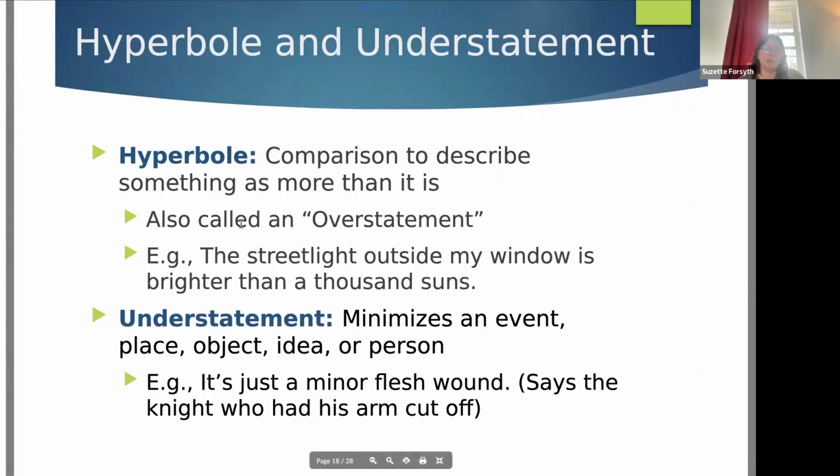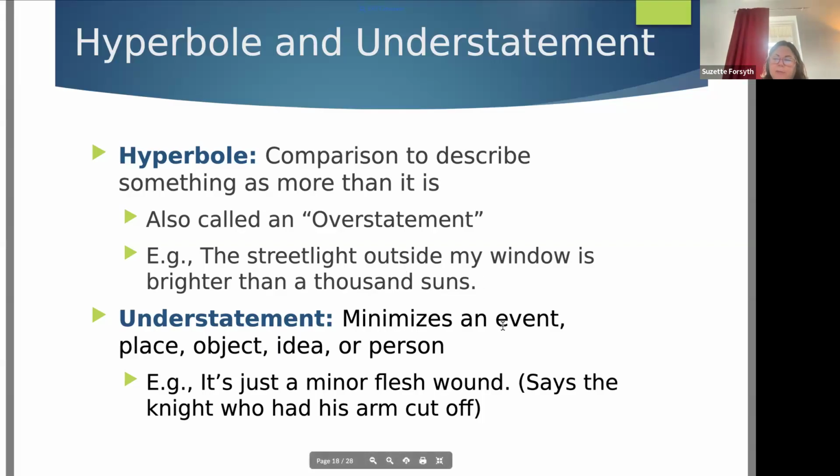Hyperbole and understatement. So here's an example of hyperbole, which is also like an overstatement, whereas the understatement's the opposite. Because a hyperbole is where you exaggerate something. So the street light outside my window is brighter than 1,000 suns. Obviously, that's not true. You wouldn't even be able to look at it, right? And you'd be dead because it would burn you alive. But it makes the point that that light is overly bright to me, right? That street light is too bright.